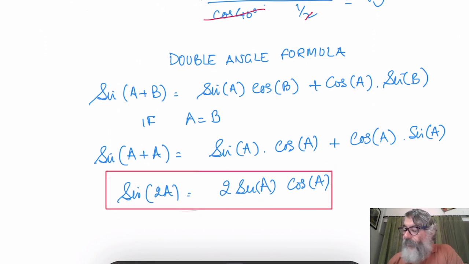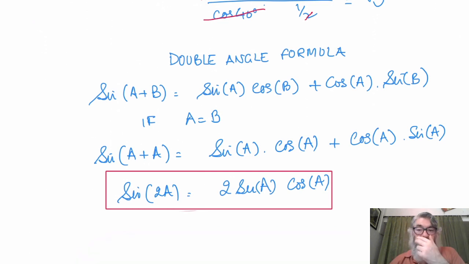Sine 2A can always be written as 2 sine A cos A. These are called double angle formulas. We are replacing A by B. Sine 2A is 2 sine A cos A.